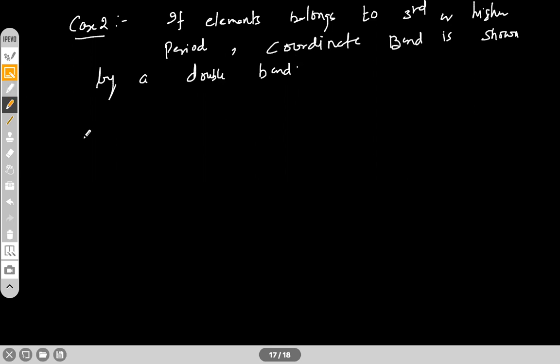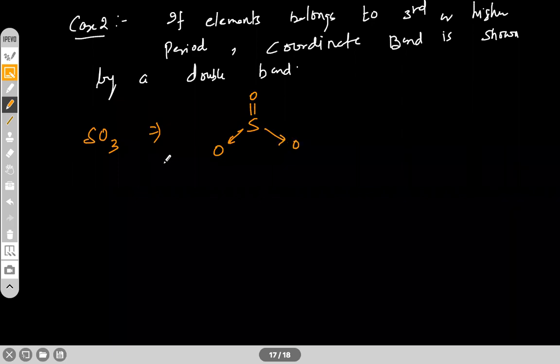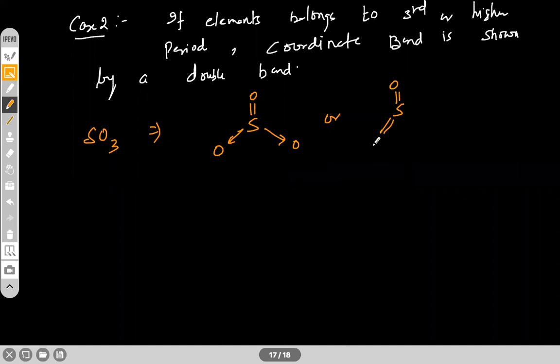Like for example, SO3, sulfur trioxide. If you see the structure of this, S double bond O, a coordinate bond with oxygen, again a coordinate bond with oxygen. But in the recent development, this coordinate bond is represented by a double bond like this and a double bond like this. Both are correct, but this is the current or the modern concept of it, double bond. This is not a double bond actually, it is a coordinate bond between sulfur and oxygen. Okay, so these are the two cases we have.